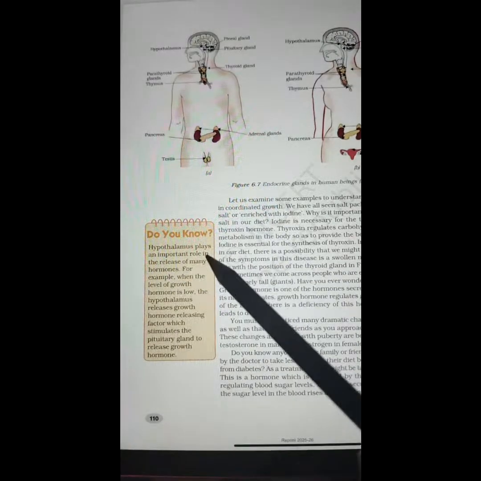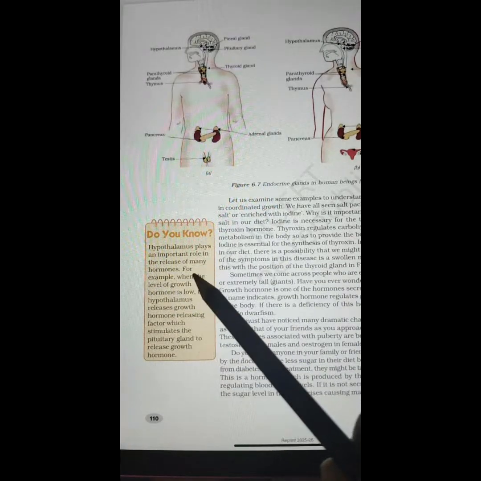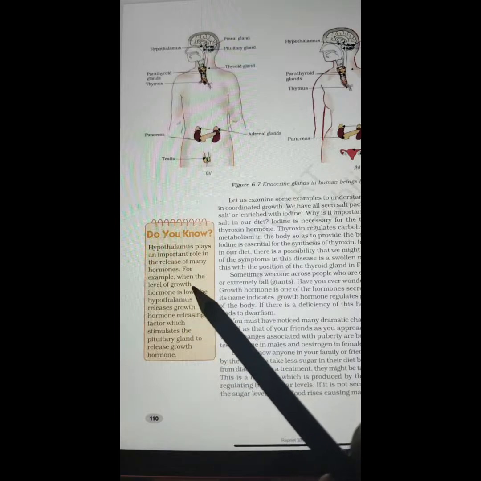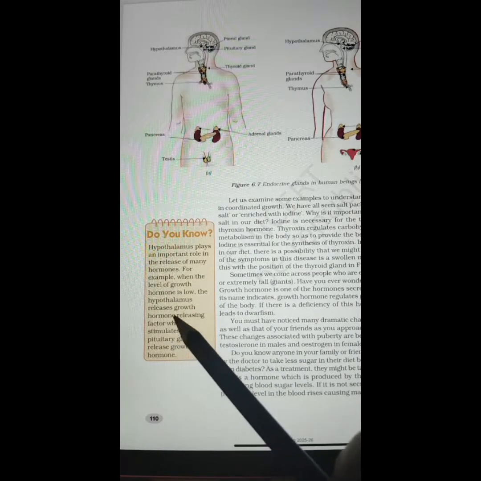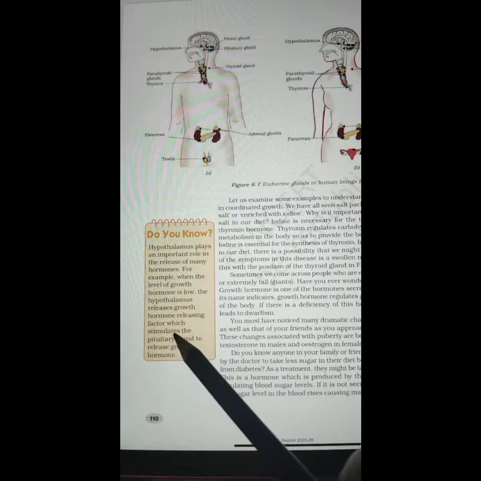Do you know hypothalamus plays an important role in the release of many hormones? For example, when the level of growth hormone is low, the hypothalamus releases growth hormone releasing factor, which stimulates the pituitary gland to release growth hormone.